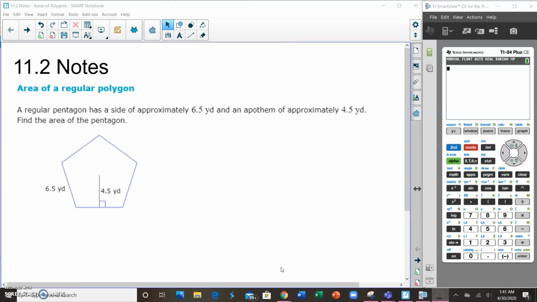All right, so it says the regular polygon. Now remember, area is like length times width. Right, it's like the carpeting or the flooring. How much is on the inside? It's not the perimeter, it's not the fence. How much grass is on the inside?